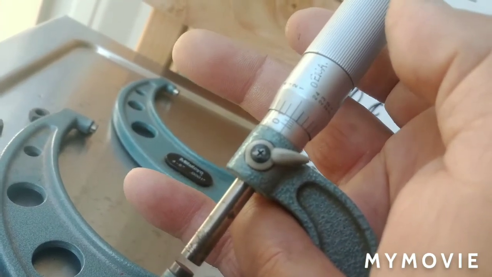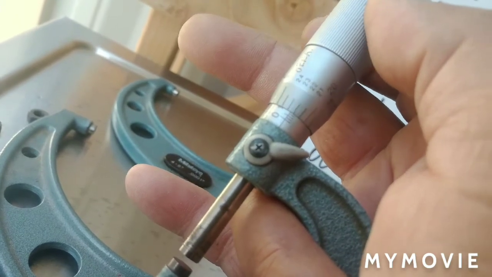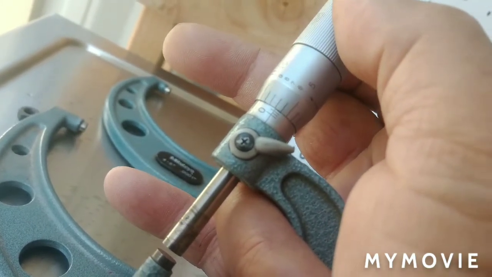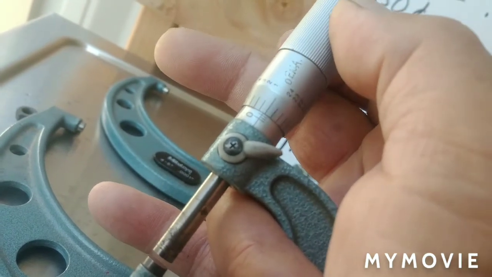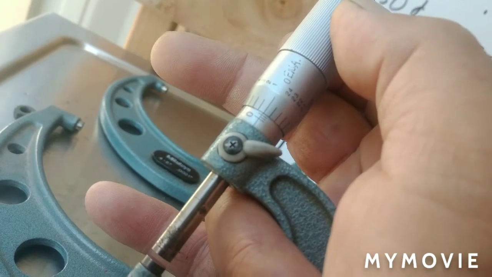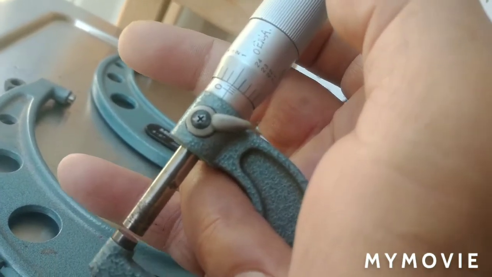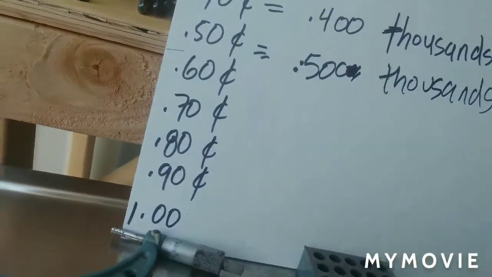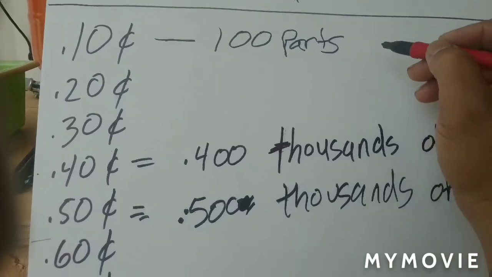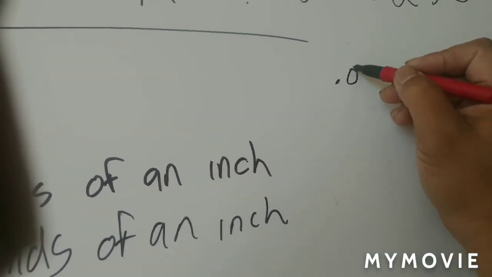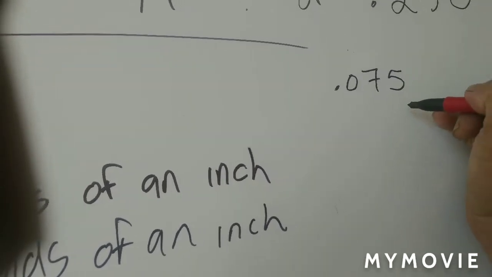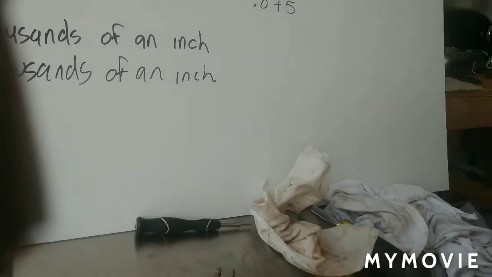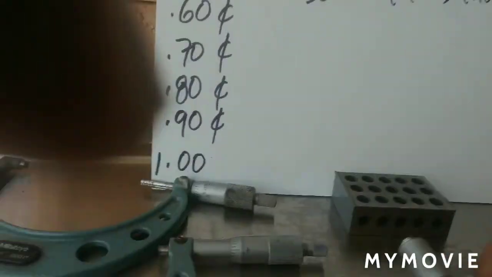Now how that 10 cents is broken up into 100 parts is every full turn of this thimble is 25 thousandths of an inch. 25, 20, 15, 10, 9, 8, 7, 6, 5, 4, 3, 2, 1, and 0. So there's 25 parts of that 10 cents. What you're reading there is 0.075. That's 75 thousandths of an inch. That's usually about how thick thrust washers are when you're doing cams.